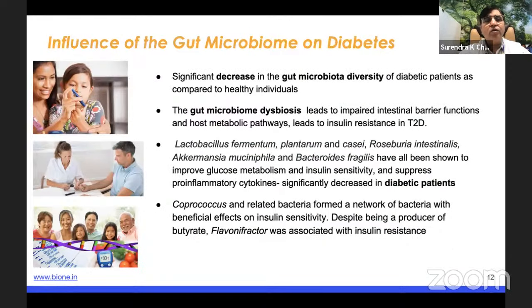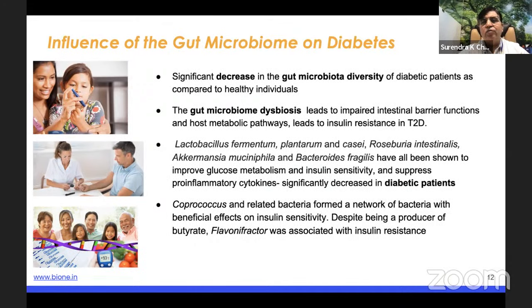Let's understand the influence of the gut microbiome on diabetes in a few slides. There is a significant decrease in gut microbiota diversity in diabetes patients when compared to healthy individuals. This dysbiosis leads to impaired intestinal barrier function and altered host metabolic pathways, resulting in a decrease in insulin sensitivity and an increase in insulin resistance.